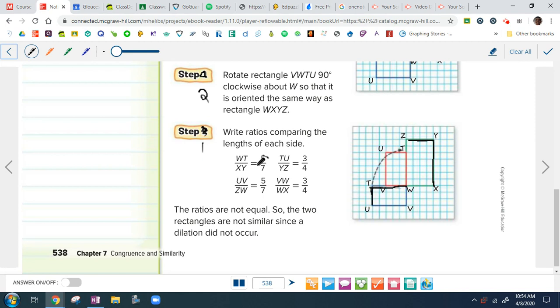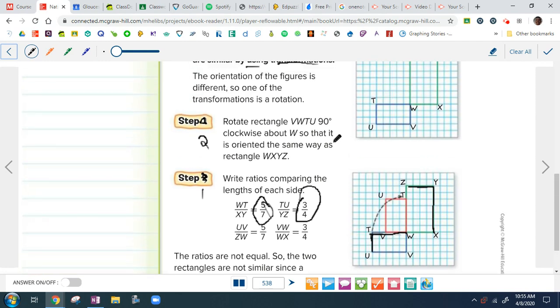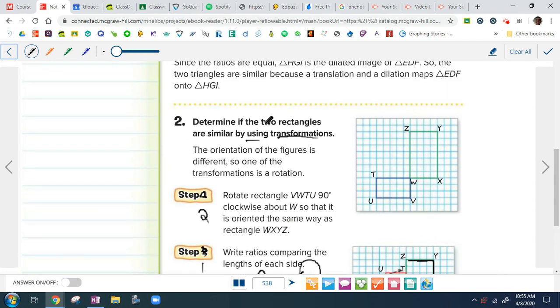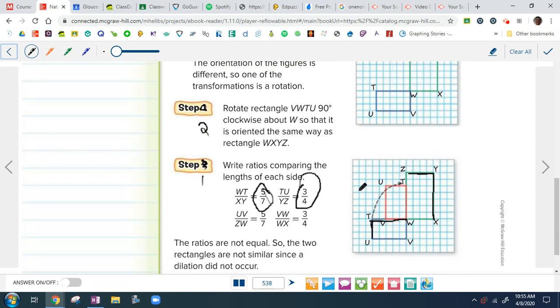And right away, you can see that we've got that and we've got that. Are those equal? No, so the ratios are not equal, so the two rectangles are not similar since the dilation did not occur. That just means, okay, they don't fit the similarity rules, so this one is not gonna work. So we just say, determine if the two rectangles are similar. We say they're not similar because a dilation will not get you from the one shape to the other.